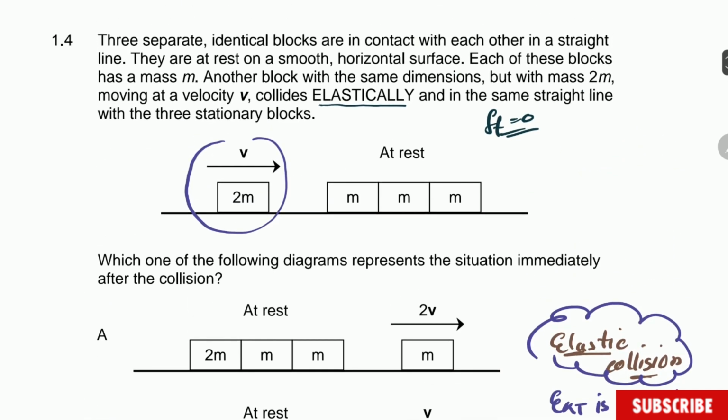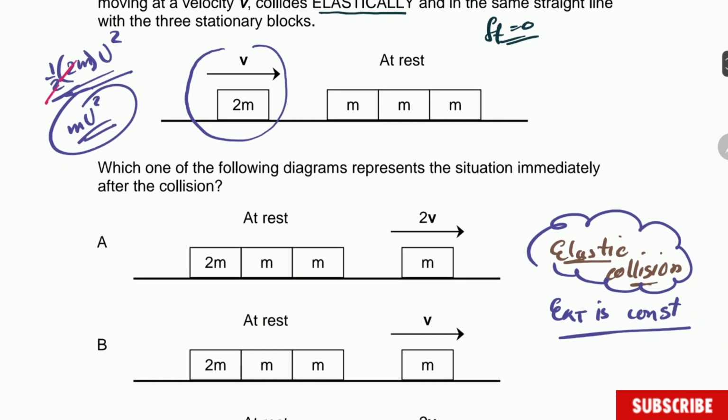So if we go here, I want you to note that the total initial kinetic energy is half 2m multiplied by v squared. This is the initial kinetic energy of this system. And when you simplify the 2's, you are going to have mv squared. This is the initial one. Now if you try everything, the total initial must be equal to the total final, because the collision is elastic.